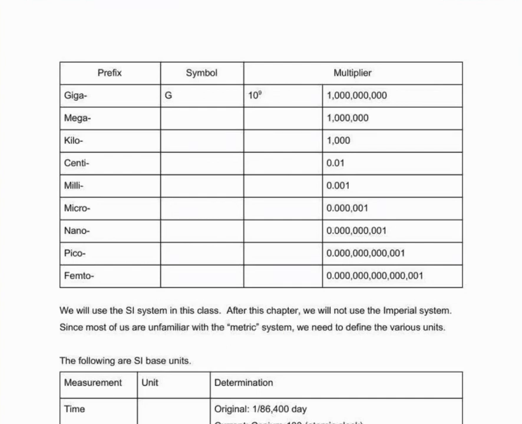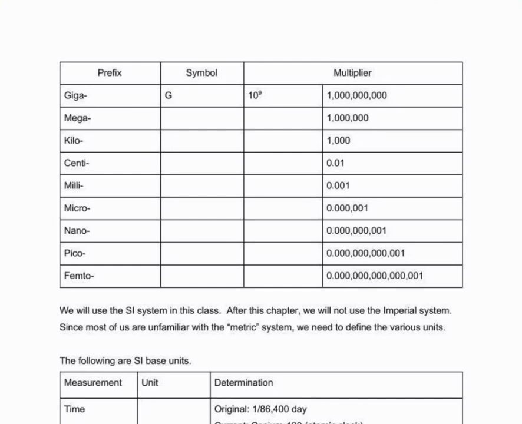So here I have a table, and we're talking about multiples of 10. This is how they work within the SI system. We have prefixes that tell us how large or how small our particular number is. And then there's an abbreviation symbol. There is a multiplier, which is how big it is in standard notation, and this is in terms of powers of 10. So we're going to go through these one at a time.